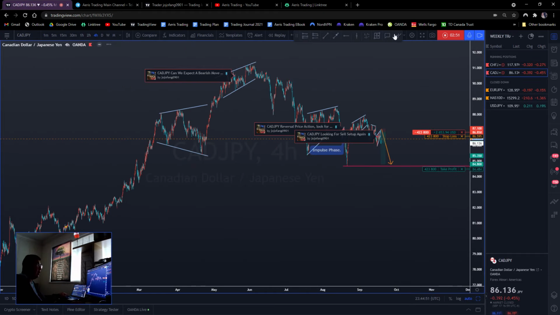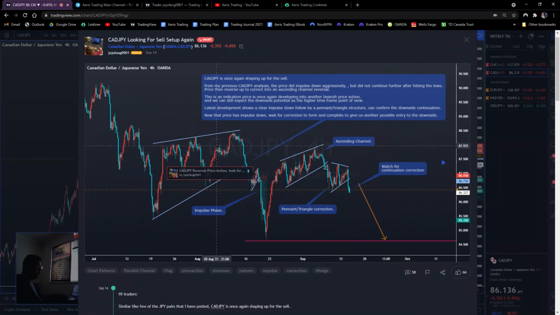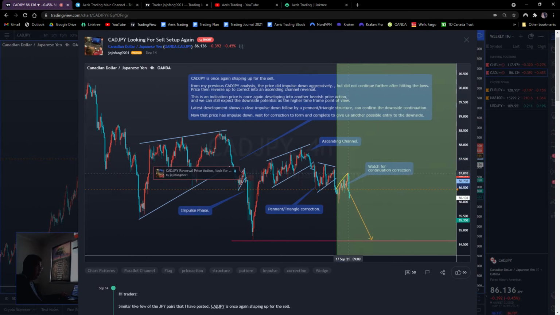Now let's take a look at CAD yen here. CAD yen was a position I got in on Friday. Now with CAD yen, we talk about the bearish downside. I like how we had a bullish push up after this original bearish push down that we got. Ascending channel reversal push down followed by kind of a pennant structure. And it's breaking out now, so I'm basically waiting for some sort of bearish price action to give me another green light to look for a possible entry down to the previous low.